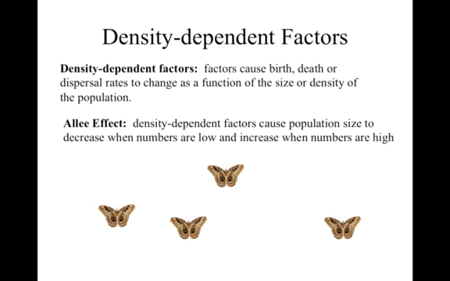Density-dependent factors don't always work in that way, though. Another type of density-dependent factor is what we call the Allee effect. So an Allee effect is a density-dependent factor that causes the population size to decrease when the population is very small, and to actually increase or grow faster when the population is big. And so you might think, well, how would that ever occur? Usually you think of resources being limited, and so that slows down the population growth at high densities. Well, an Allee effect frequently happens because of things like mating.